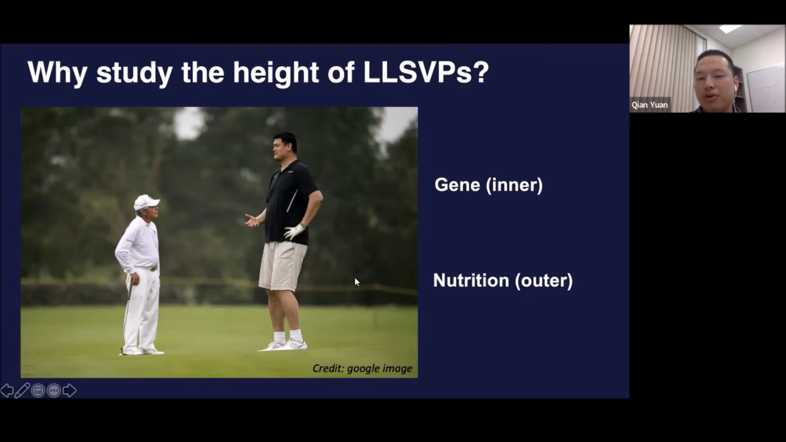But you may also argue that to determine a person's height, nutrition and outer environment may also play a big role. So these are outer factors that may also influence the object's height. Which of these two is more important is still debated. But here I give an example of why we care about the height of an object: by studying the height of an object, we can know the inner property and also the environment associated with this object.